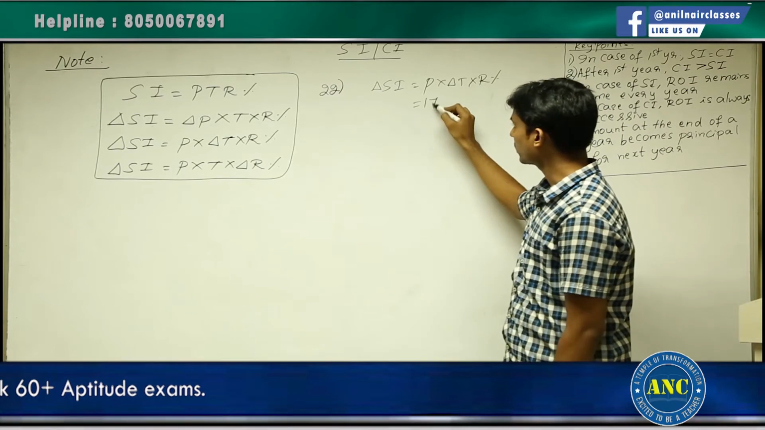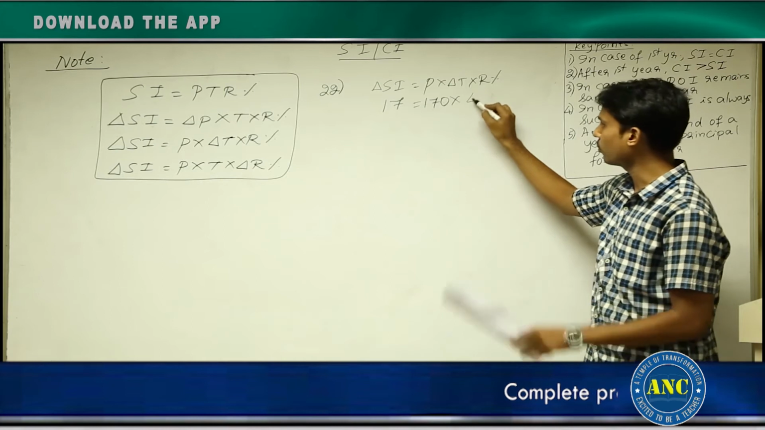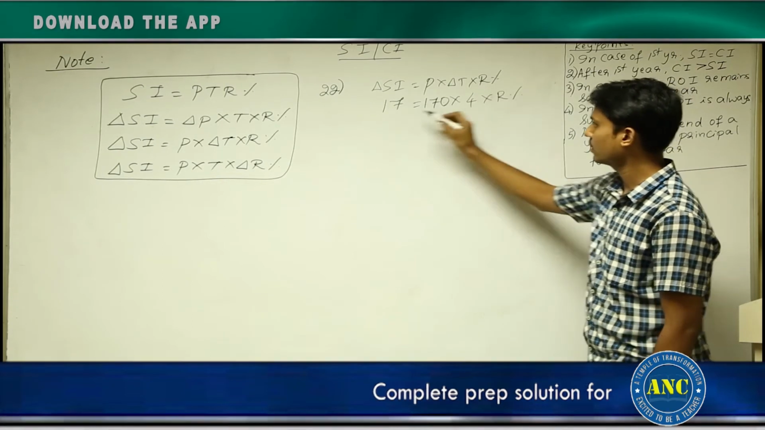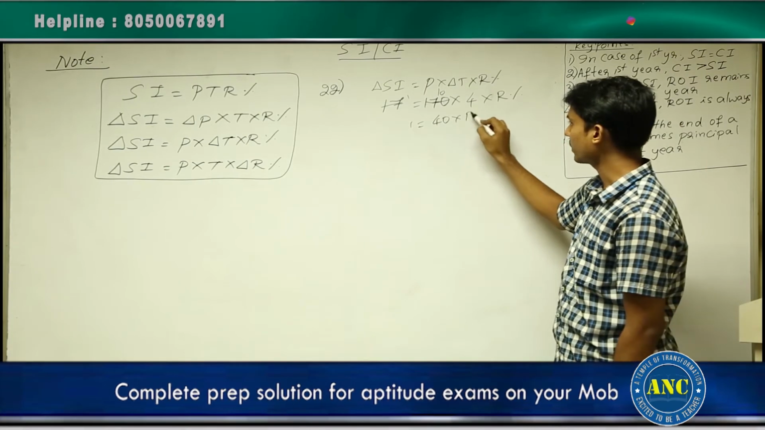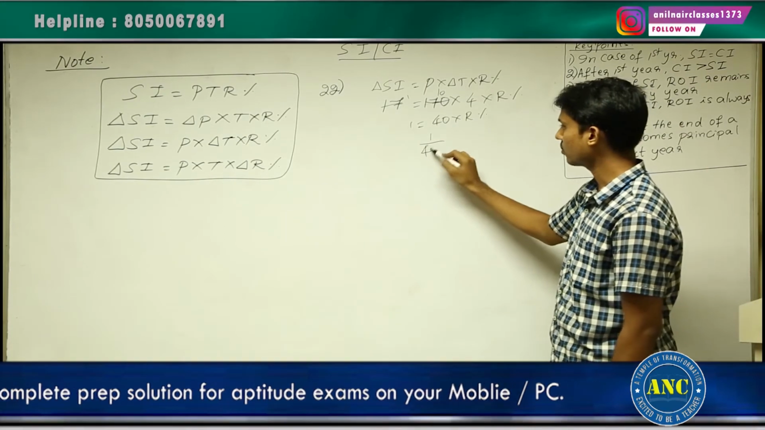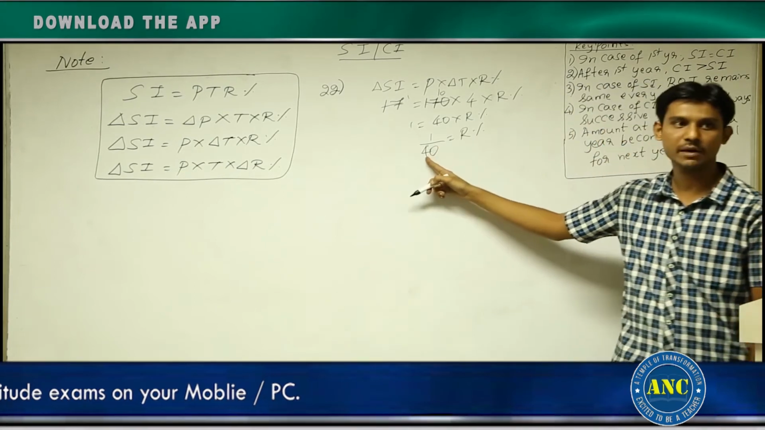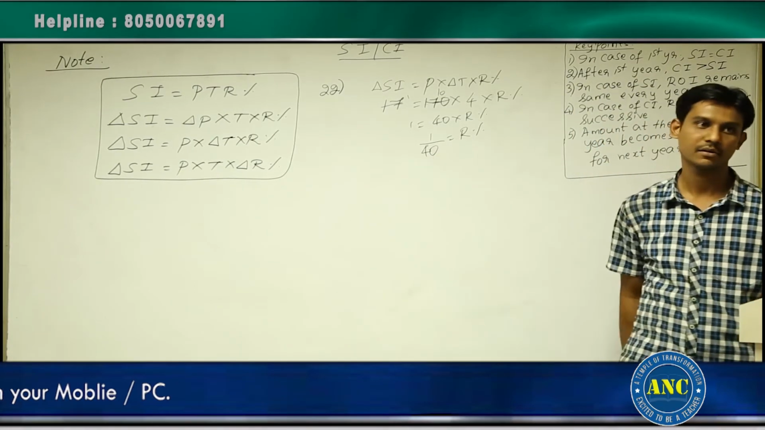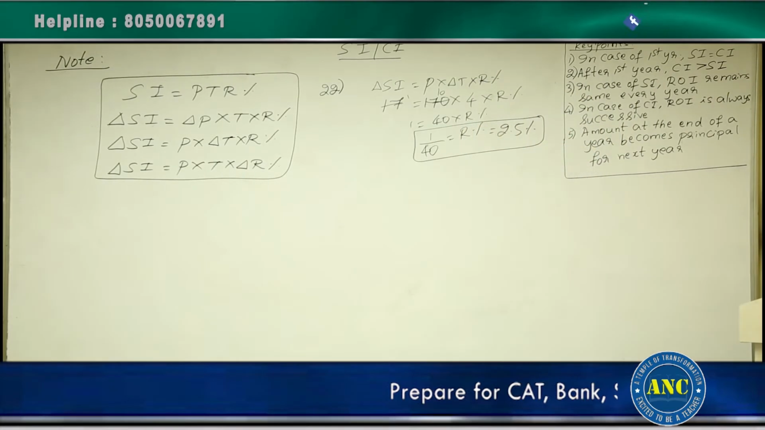A SI on rupees 170 increases by 17 when time period increases by 4 years. Find the rate of interest. 17 ones are 17, 17 tens are 170, so 1 is equal to 40 into R percentage. 1 by 40 is equal to R percentage. What is 1 by 4? 1 by 4 is 25 percentage. Again divided by 10, 2.5 percentage. Over. Getting the idea, everyone?